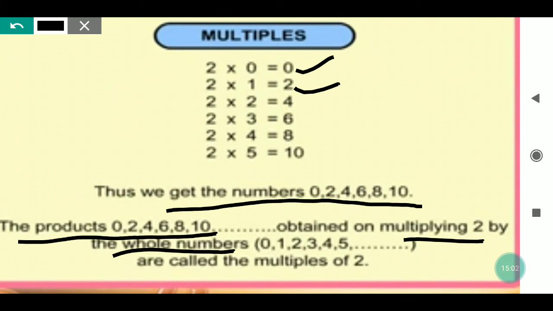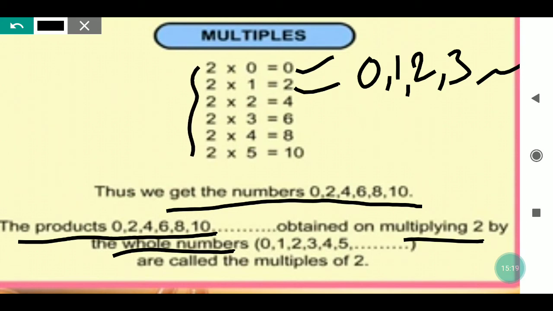Whole numbers means when the counting of the numbers starts from 0: 0, 1, 2, 3, 4, and it will be infinite, it will go on and on. So when the beginning of the numbers is 0, then it is called the whole numbers. So you can see the multiplication which we have done over here. When we are multiplying the number 2 with any number, we have started with 0. It means we have started the multiplication with whole numbers here.